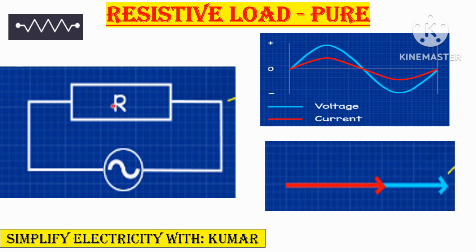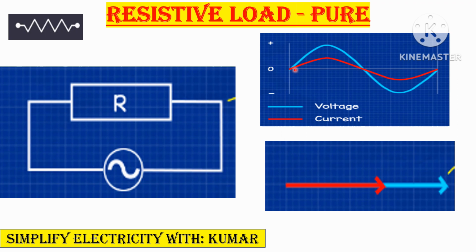Whenever we are giving AC supply to pure resistance, what will happen? The two basic things which we should know: the angle between voltage and current is zero. Angle means you can see every point where they are meeting on this line, they are meeting together, meaning there is no angle. The angle between voltage and current in case of pure resistive load is zero. It means they are in the same phase.